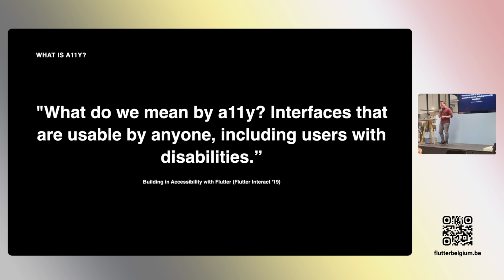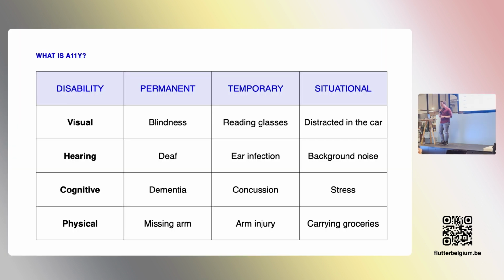But what exactly is a disability? Well, there are many of them. Generally, we can categorize them into 4 groups: visual, hearing, cognitive, and physical. And they don't all have to be permanent. Some can also be temporary or situational.